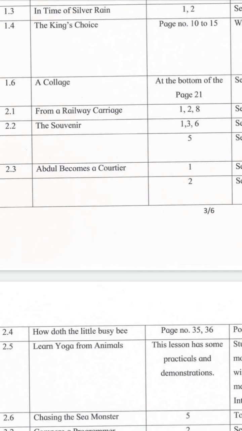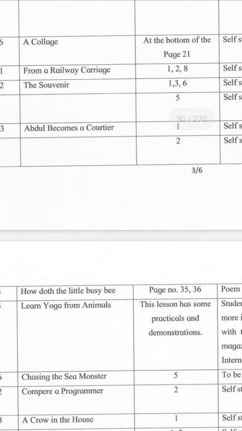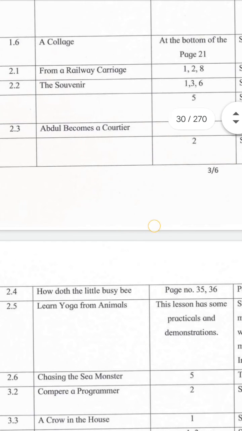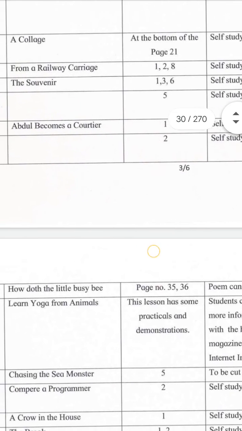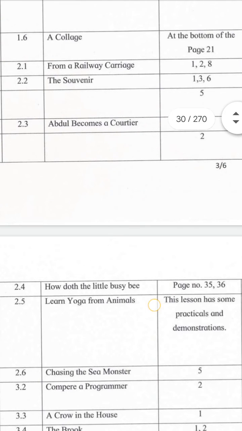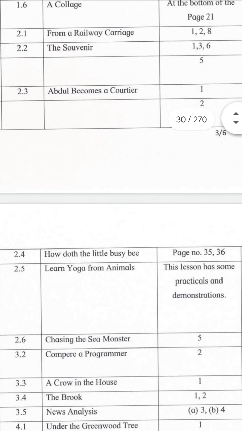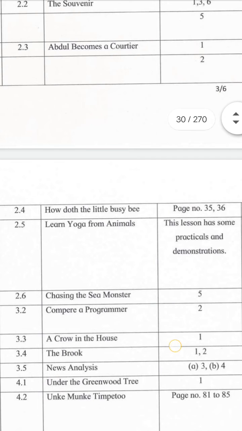Then second unit, 2.1, a railway carriage: question numbers 1, 2 and 8 are omitted. 2.2, the souvenir: question numbers 1, 3 and 6 are omitted, that is for self-study, and you have to use the internet. So just remember the question numbers, you can tick them in your textbooks. Then 2.3, Abdul becomes a courtier: question number 1 and question number 2 are omitted. These are for self-study.